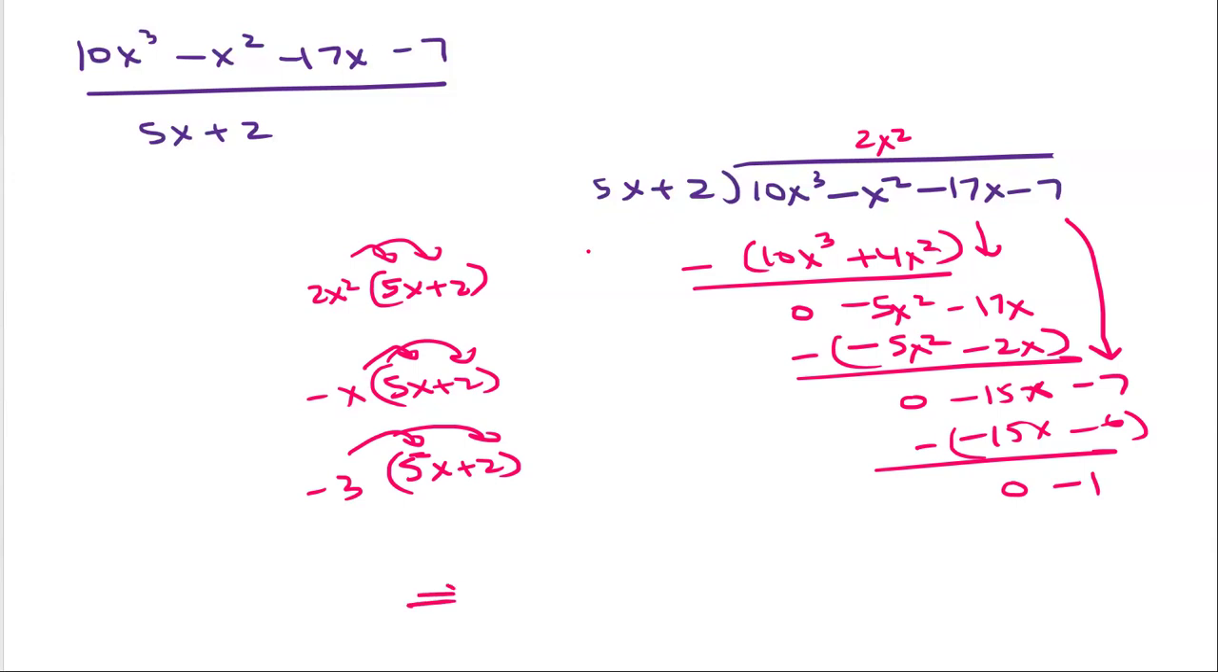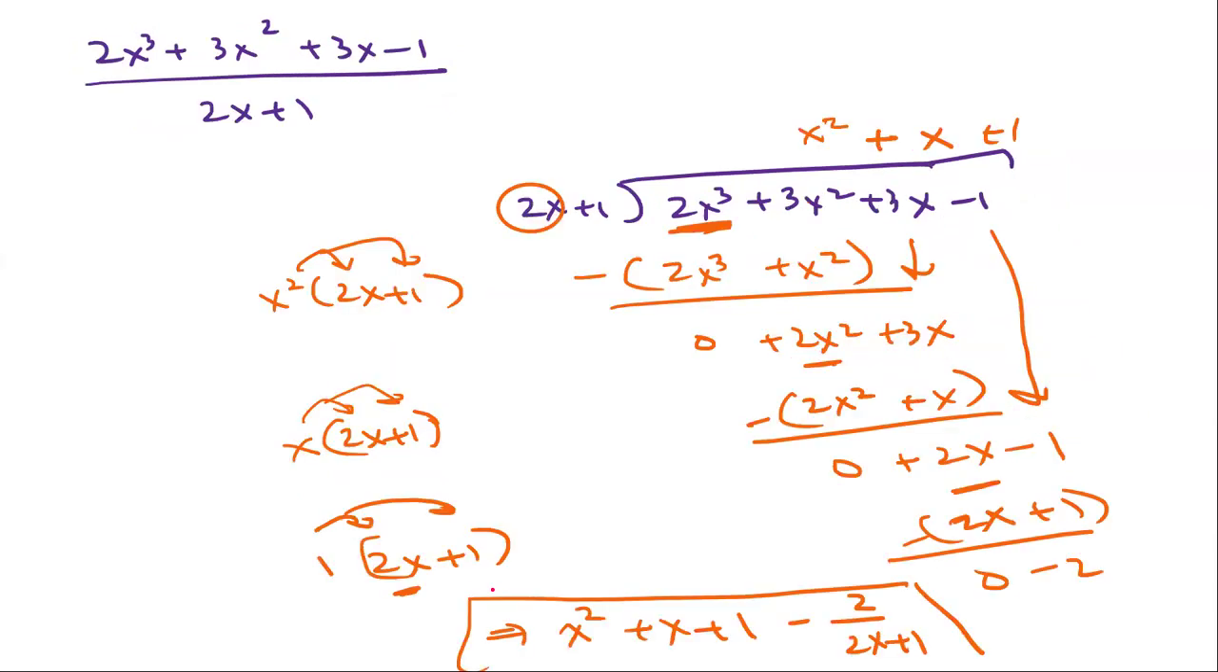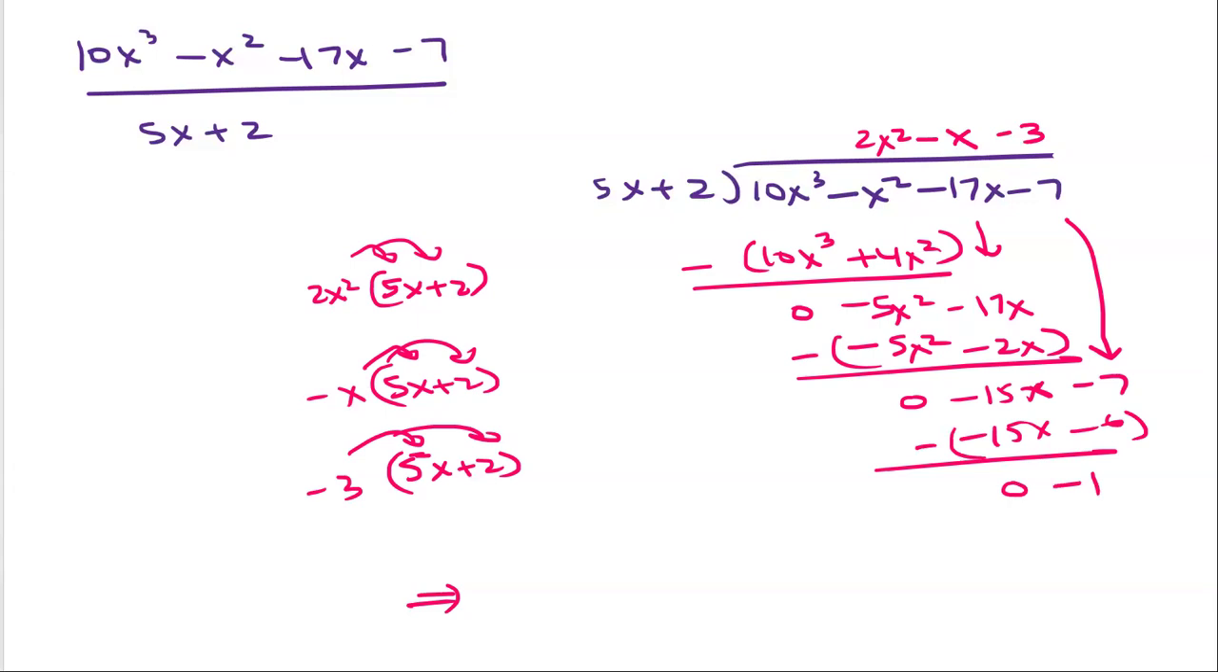Okay? So our final answer here is, oh, don't forget to write down what you multiply by. So that will be negative x and then a minus 3. So our final answer is going to be 2x squared minus x minus 3. And then we can put the positive here, or we can just have it a negative. It doesn't matter, but we only write the negative one time. So minus 1 over 5x plus 2.